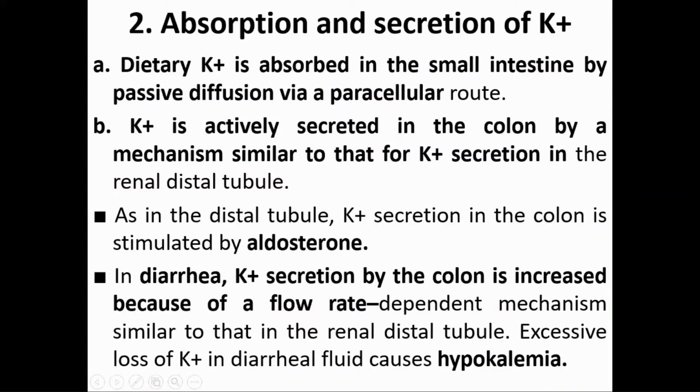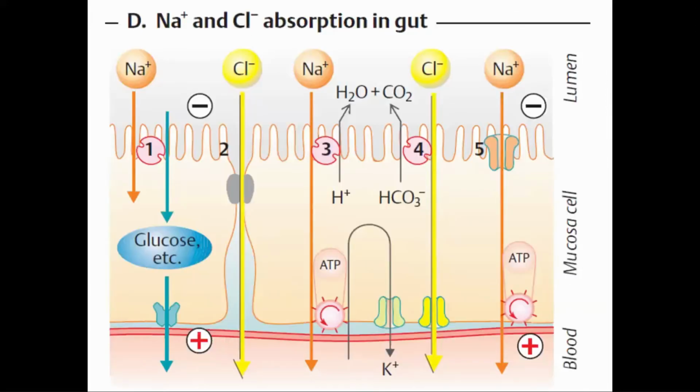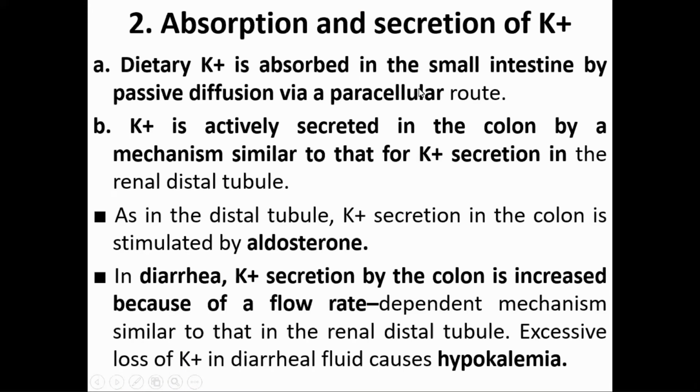Now, absorption and secretion of potassium. Dietary potassium is absorbed in the small intestine by passive diffusion through the paracellular route. Then in the colon, there is active secretion of potassium.